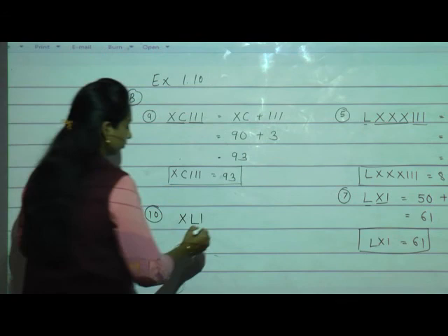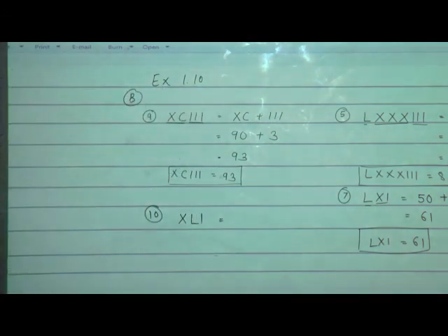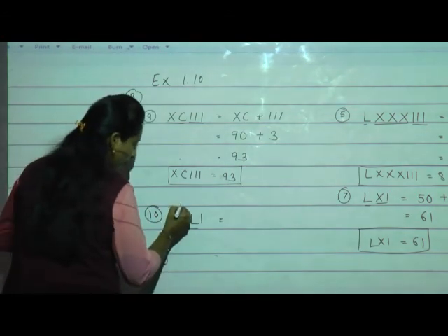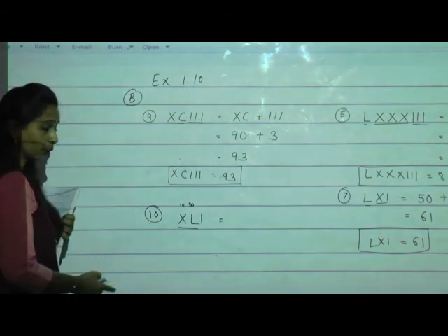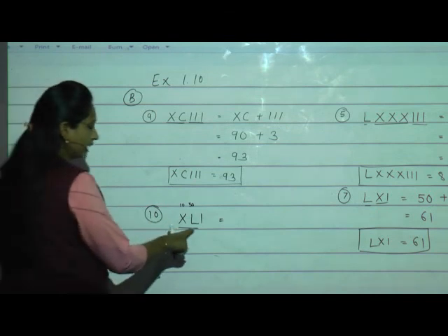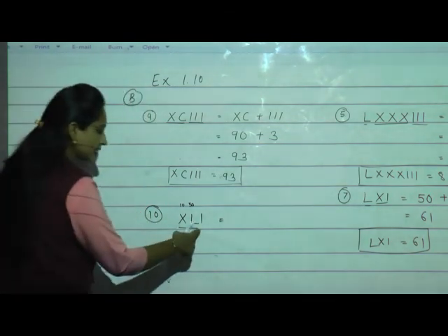XLI. Now see the XL, X and L. X is the smaller value and L is the greater value. Whenever it is like that, what do we do? We subtract 50 minus 10, so we get X and L. So the 40 value is XL.